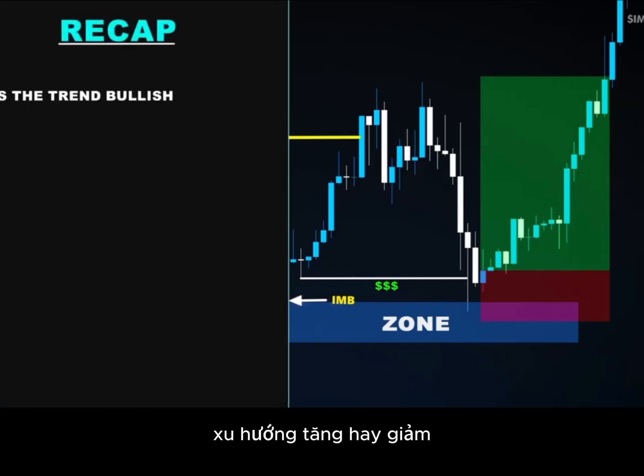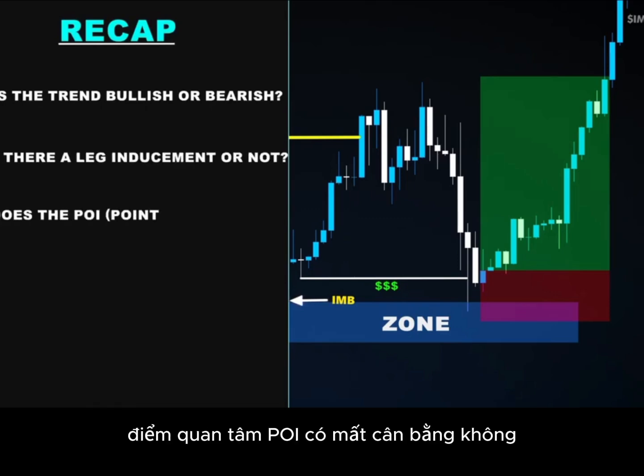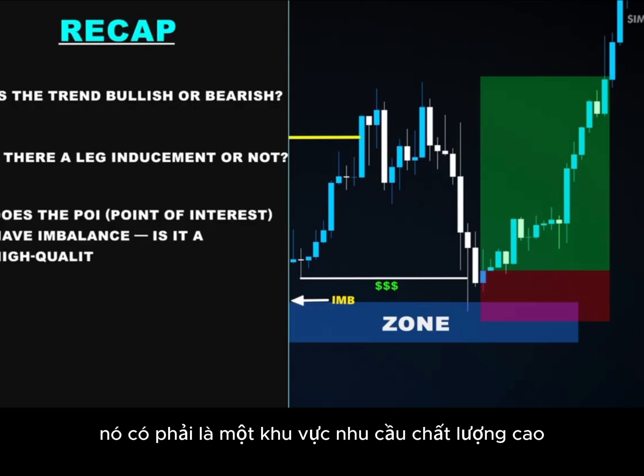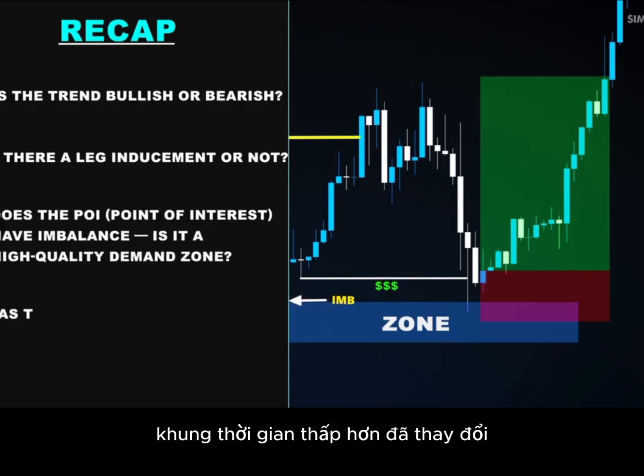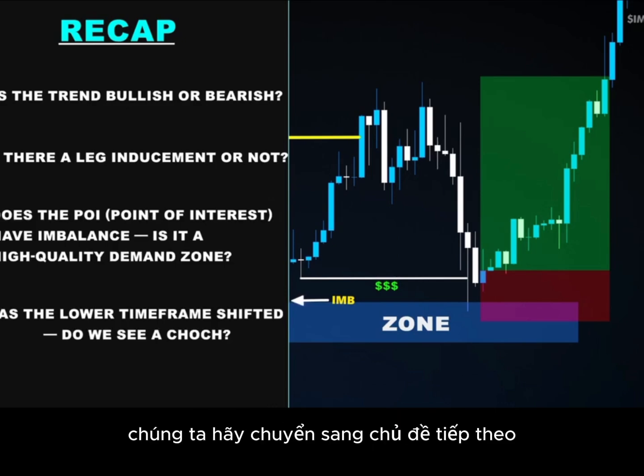Is the trend bullish or bearish? Is there a leg inducement or not? Does the POI, point of interest, have imbalance? Is it a high-quality demand zone? Has the lower time frame shifted? Do we see a CHoCH? Once all of these align, you enter. Simple as that. All right, let's move on to the next topic.